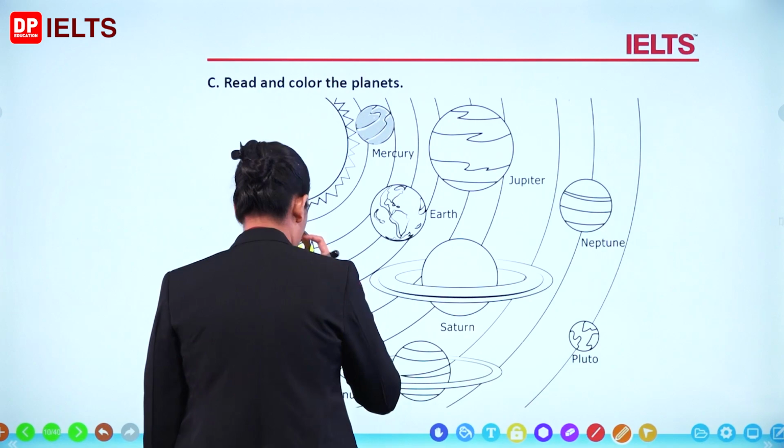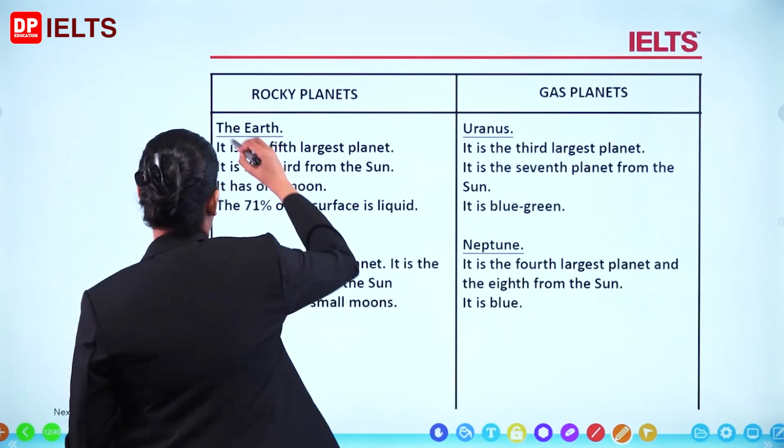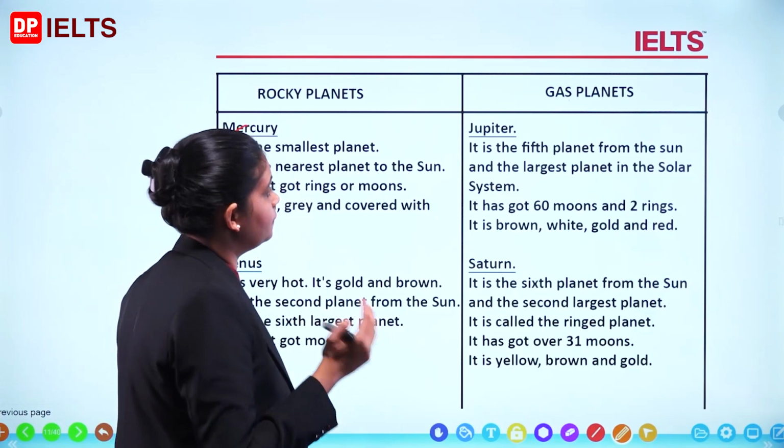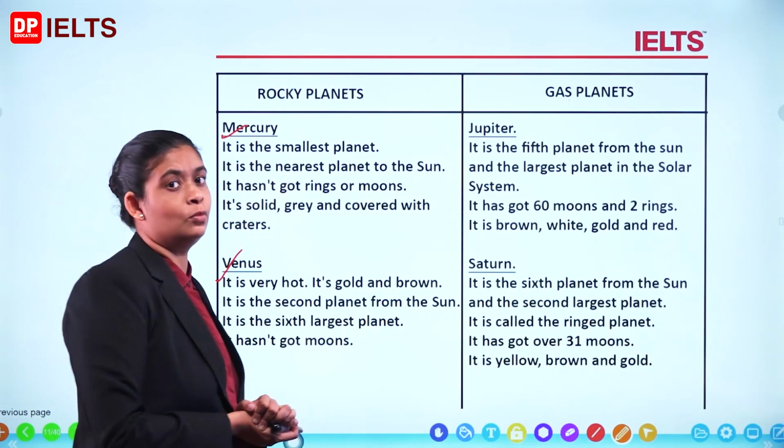Right, so we've got Mars in red color, okay? So we've done Mercury, Venus, Earth and Mars. Now we're going to have a look at Jupiter. It's the fifth planet from the sun. It's the largest planet. It's got 60 moons and 2 rings.